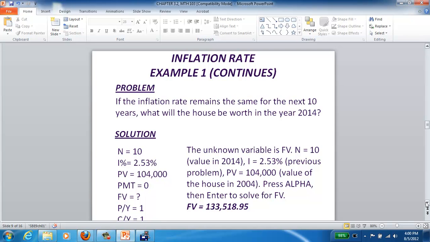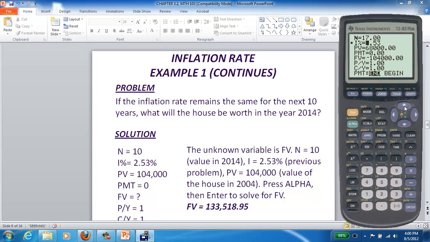Now, same problem. If the inflation rate stays the same for the next 10 years, what will be the value of the house in 2014? So, in this case, we go back. So we look now after 10 years. So N is 10. We keep the same inflation rate. The present value now is 104,000. So you look for the future value, alpha, enter.